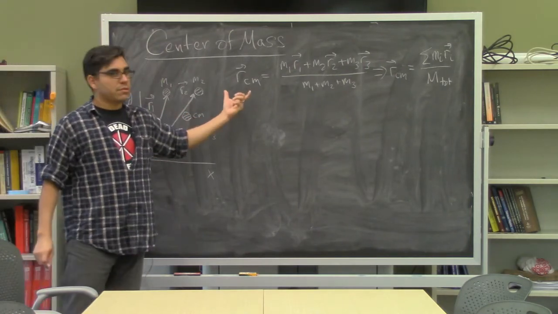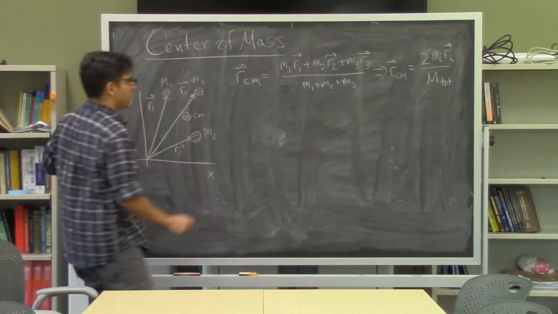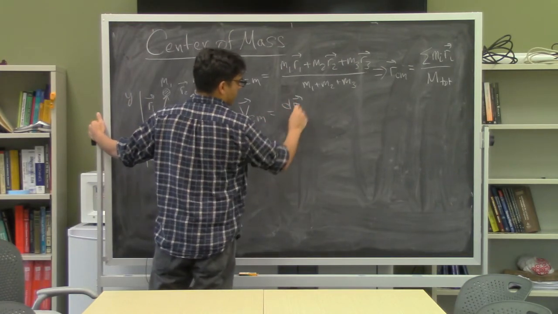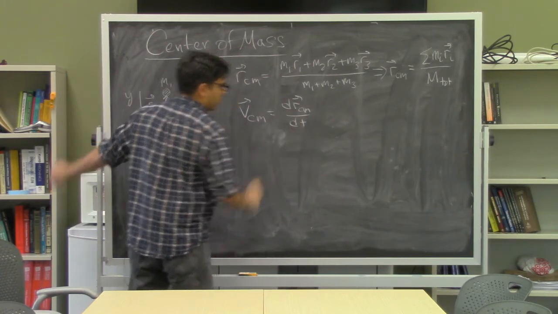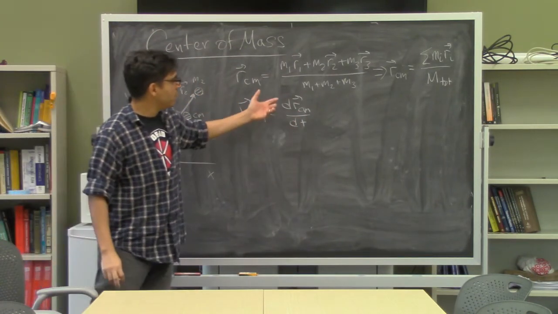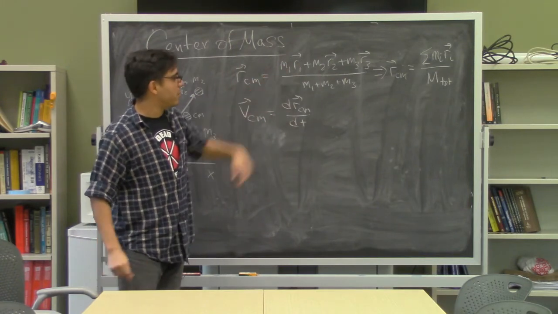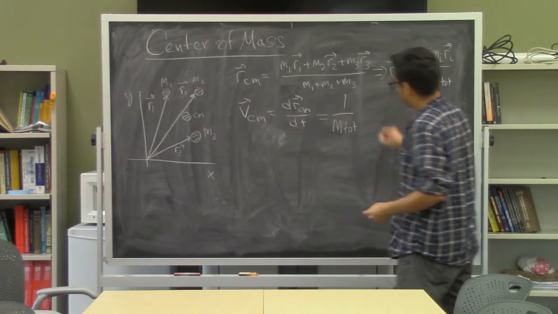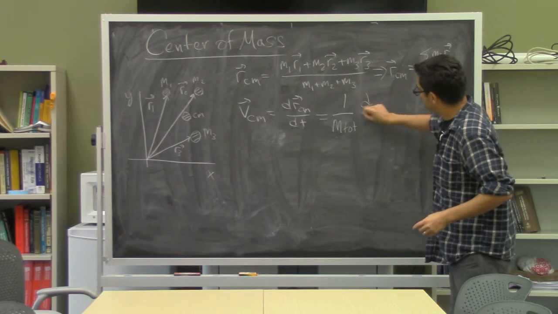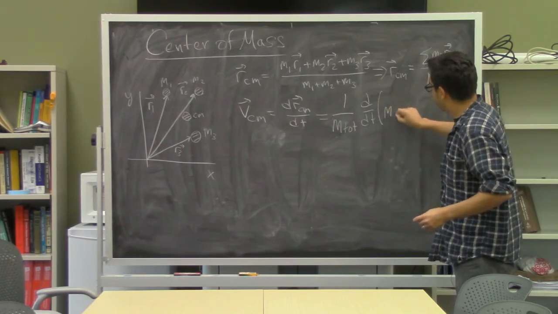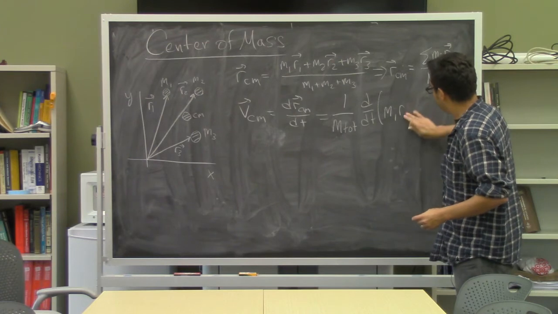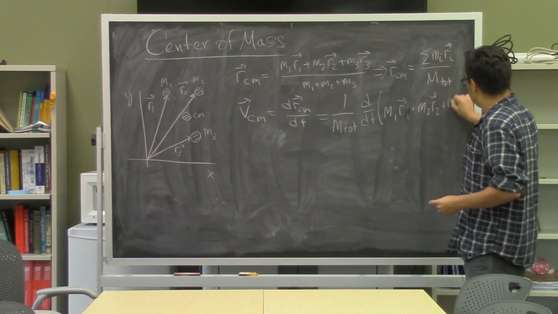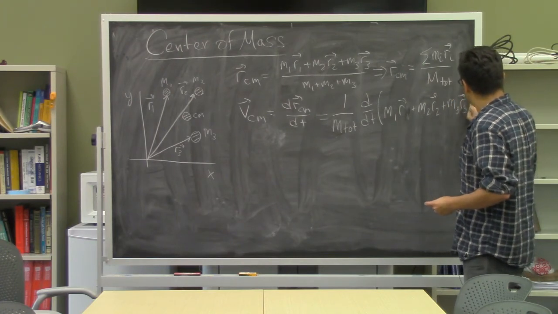What's really interesting is when we start to track how the center of mass moves. So if we want to know about the velocity of the center of mass, that's simply the time derivative of the center of mass position. And so when we do that calculation, so long as the masses are not changing, we'll have 1 over the total mass out front times the time derivative of the sum of each of the contributions to the center of mass. So m1 times r1 plus m2 times r2 plus m3 times r3, and so on.